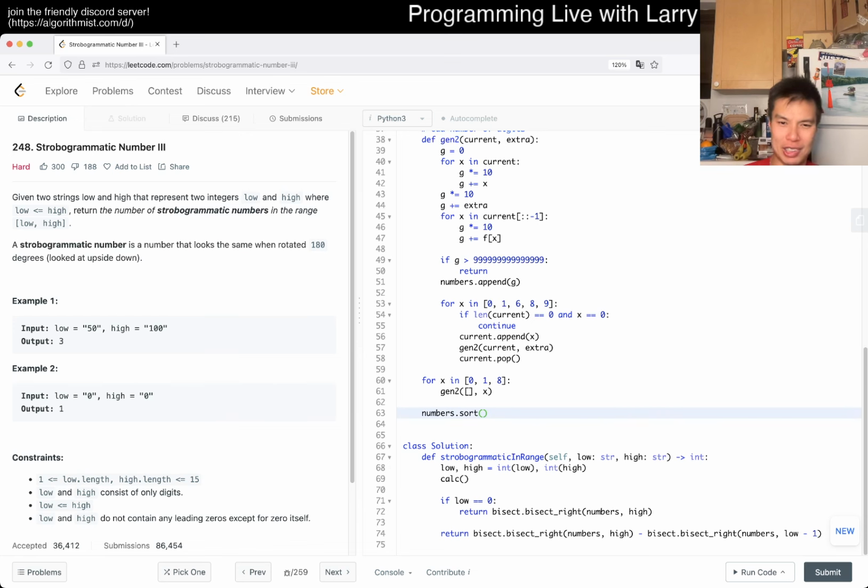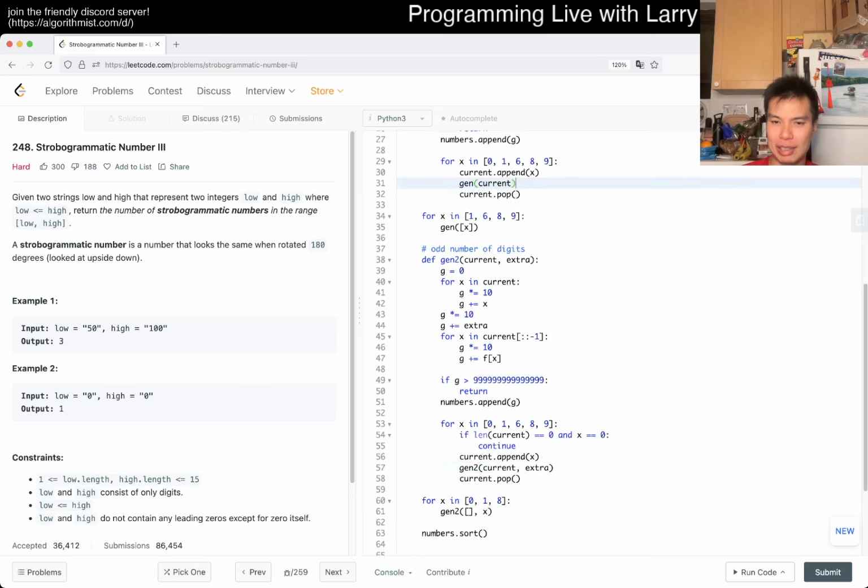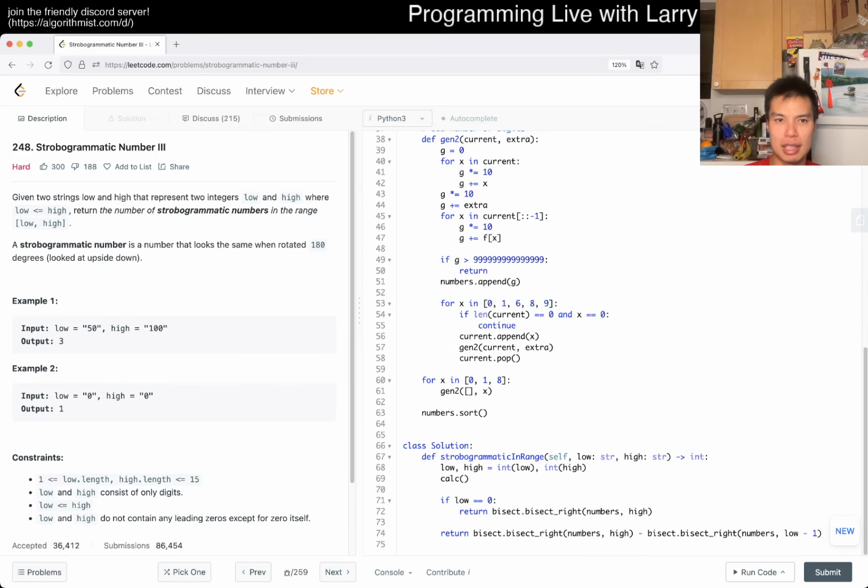And well, we also do a sorting at the end. We probably don't need to do it. I mean, you could do the generation in order, but it just makes it way more complicated with the odd-even bit the way that we did it. Yeah, that's all I have for this one. Let me know what you think.